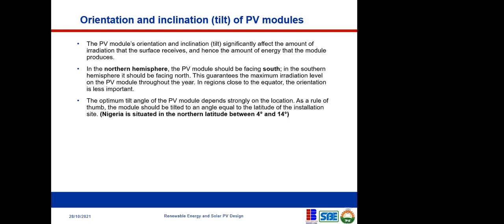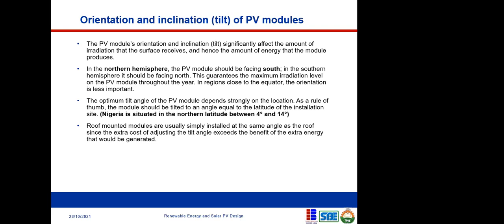Nigeria is situated in the northern hemisphere, like I said. So the latitude for Nigeria is between 4 degrees and 14 degrees. If you're installing a solar PV in Nigeria, I don't expect your tilt angle, anywhere in Nigeria, to be more than 20 degrees. But there are exceptions. Let me just read from what I have here.